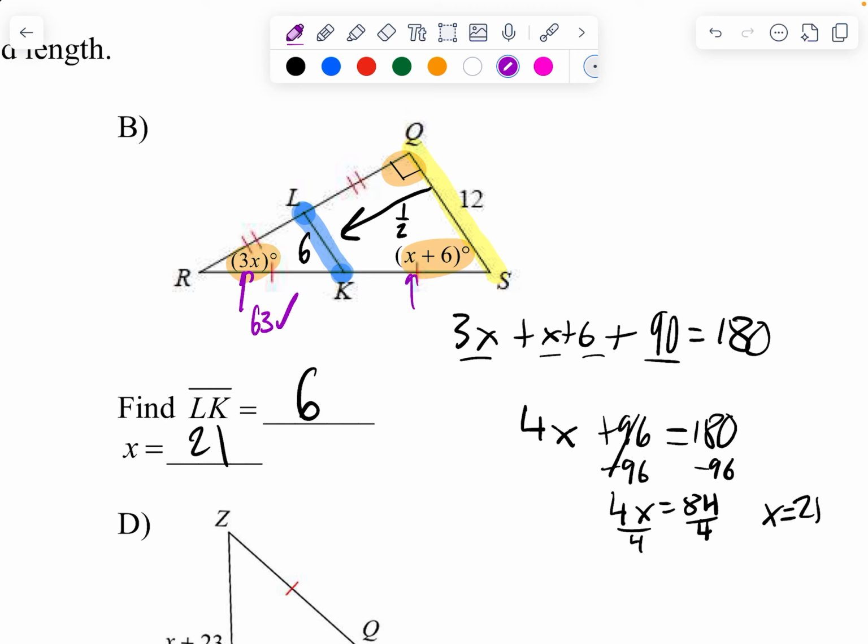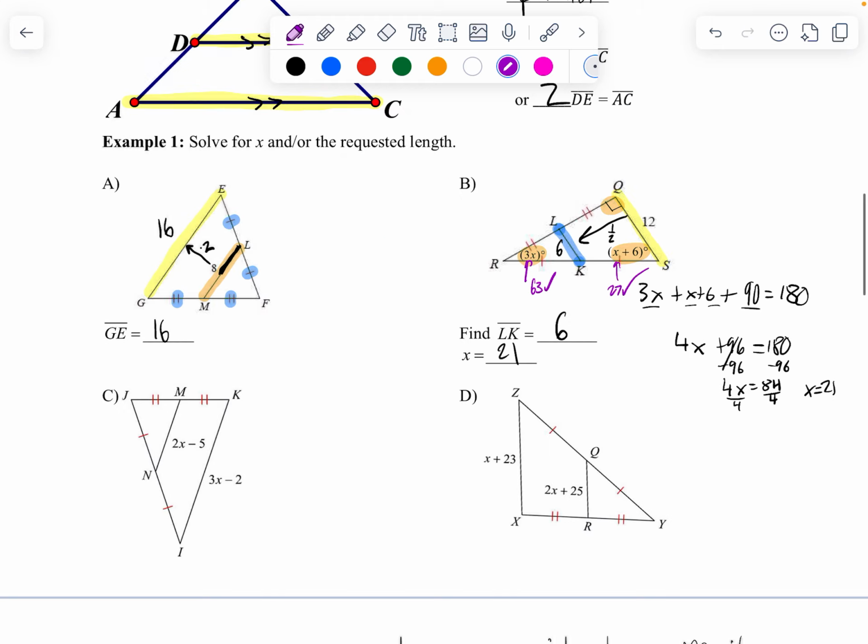21 plus 6 is 27, positive number. Right? Remember, when you plug something back into geometric diagrams, you don't want angles or lengths of 0, and you don't want negative lengths or negative angles either. They wouldn't make sense in our diagram. All right, so that is example B.